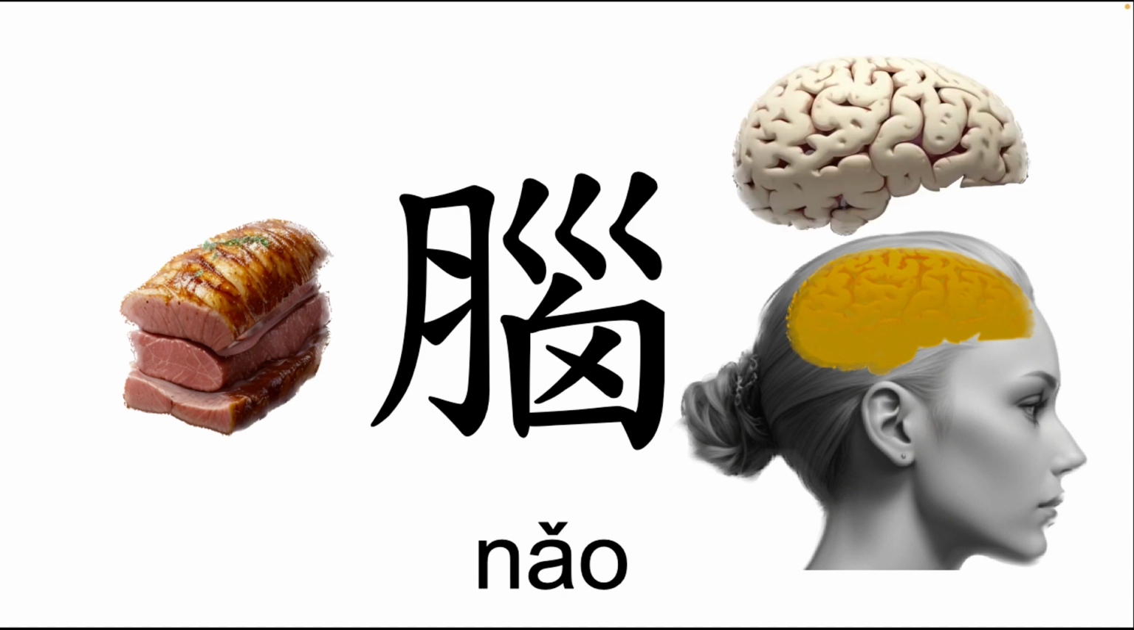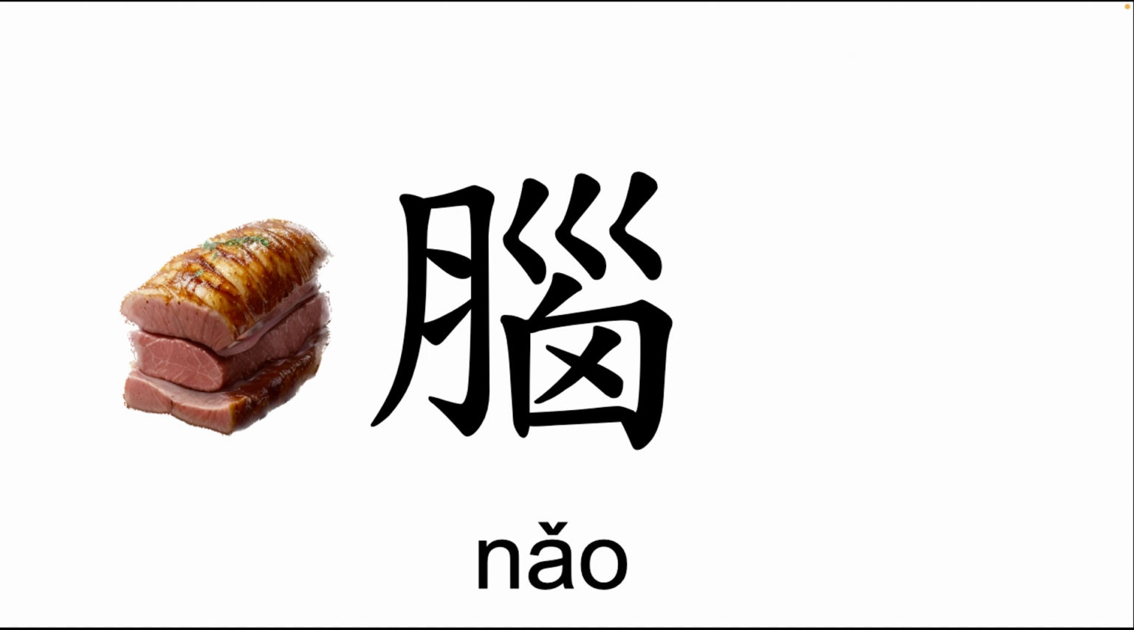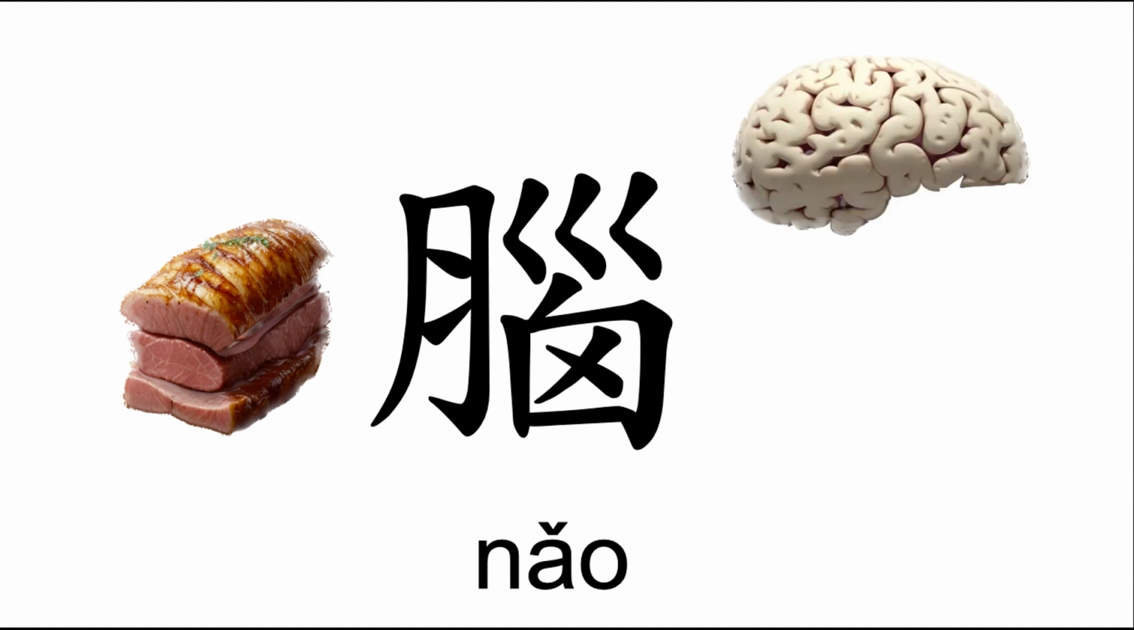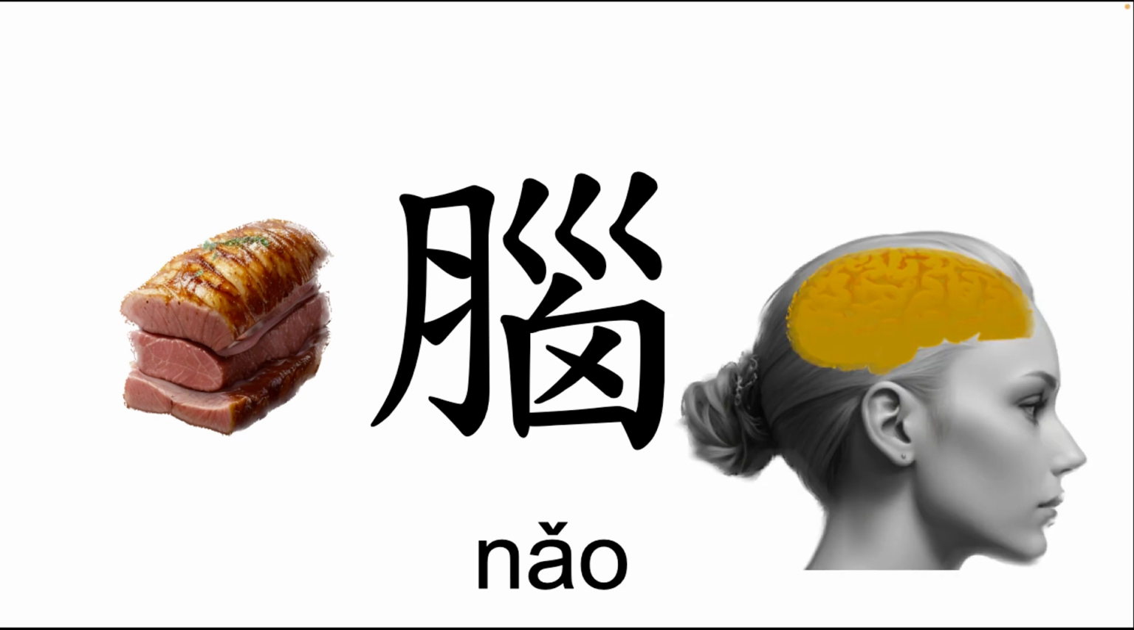So, when writing or reading the character for brain, you first write the meat radical. Then, you draw the 3 lines that represent the wrinkles on the brain. Next, you draw a stroke to represent the hair. Finally, you draw the square block from left to right and top to bottom, leaving out the bottom.